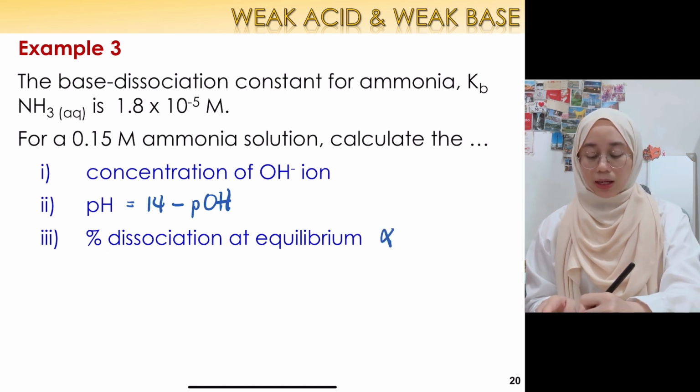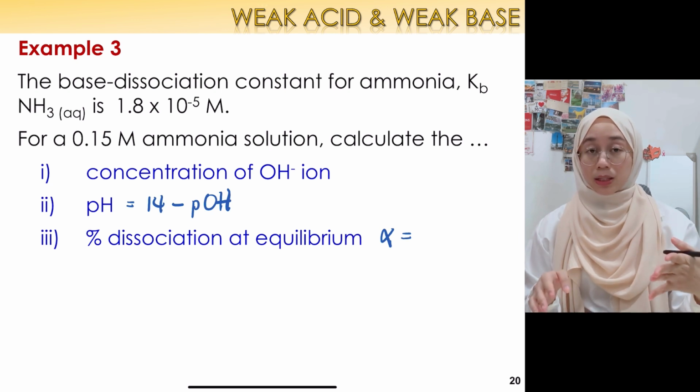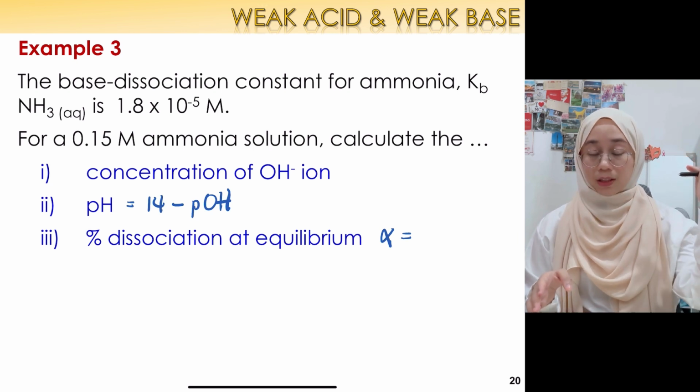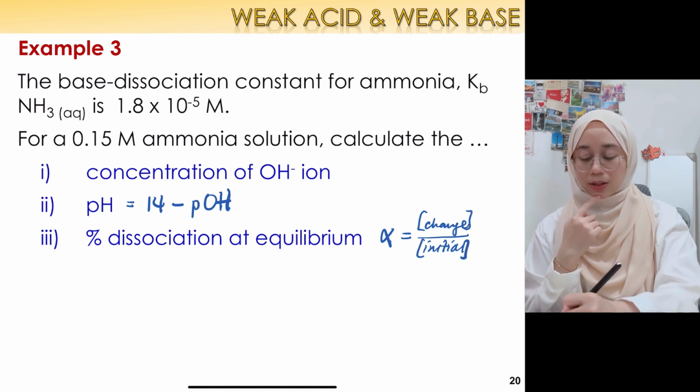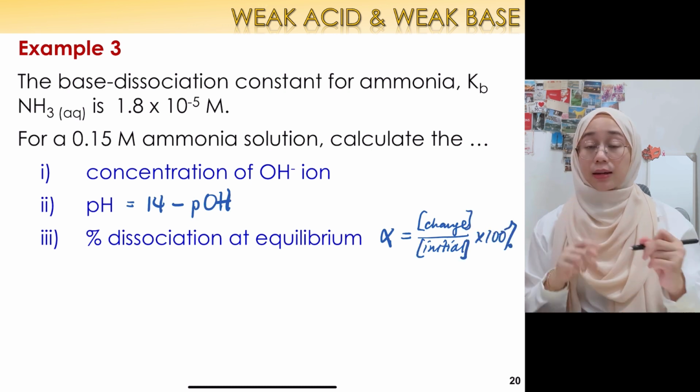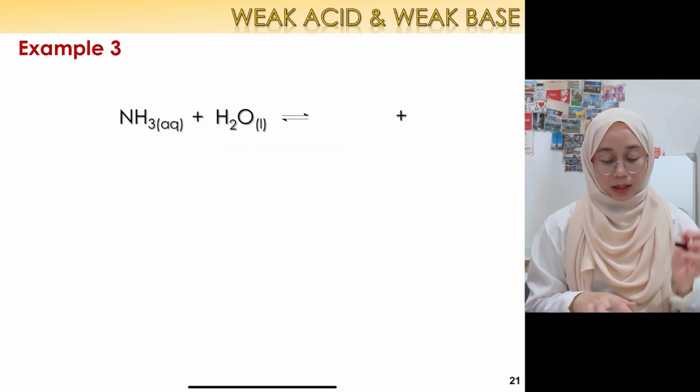So this is basically alpha, sebenarnya kelas. So masih lagi konsep yang sama, kita ambil yang kita pernah belajar in previous topic. Alpha equals to concentration change over concentration initial, darab dengan 100%. Okay, so now kita settlekan one by one.